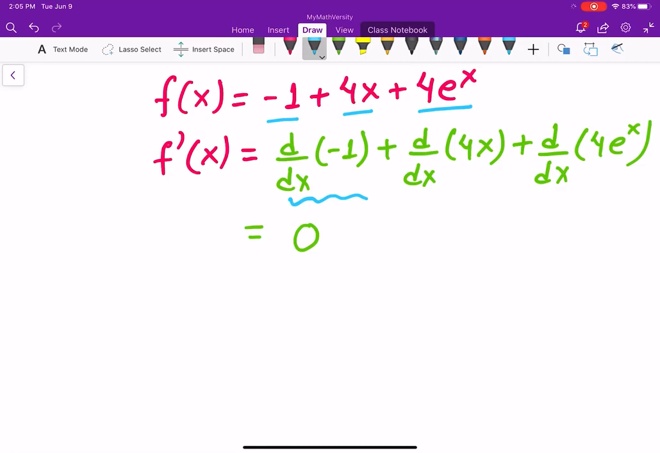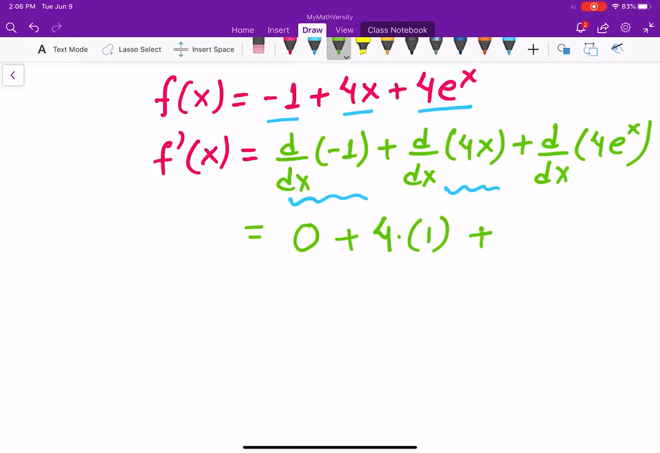In a similar way, how do we find the derivative of 4 times x? 4 is a constant times x, right? So we can use the constant multiple rule, which is: leave the constant as it is, multiply by the derivative of x with respect to x, which is 1. So 4 times 1, which is 4, is the derivative of 4x.